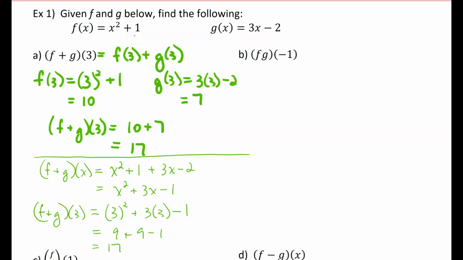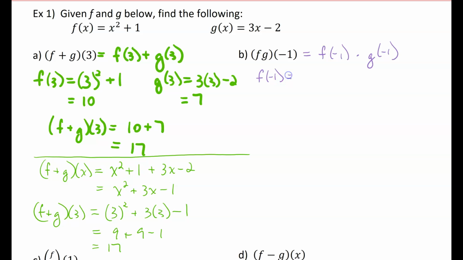All right. So this one, we see fg of negative 1. So again, this is a multiplication of the two functions evaluated at negative 1. So I can do f of negative 1 times g of negative 1. So I'm going to do the same thing and evaluate these separately.